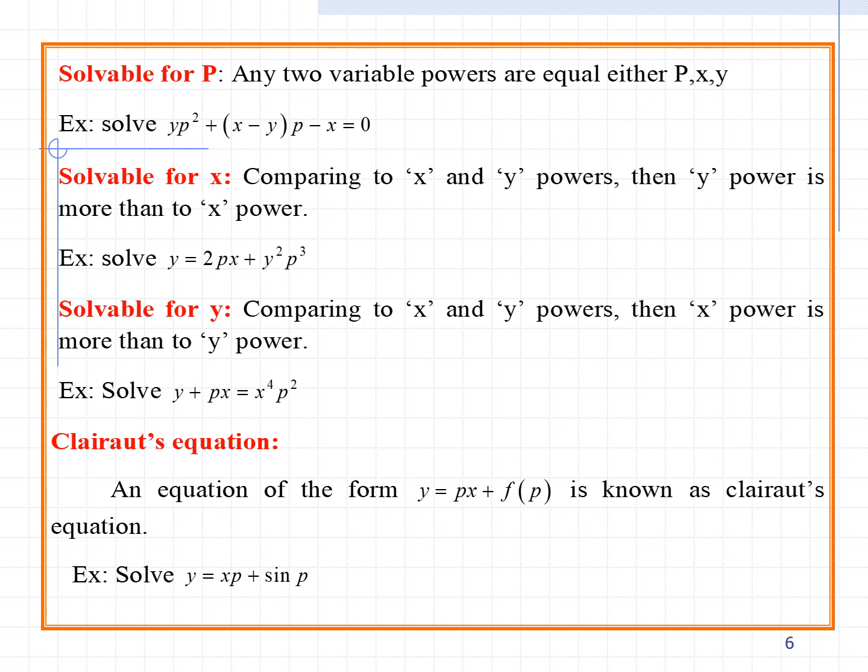At the same time, consider solvable for x. Comparing x and y powers, the y power is more than x. You can observe that the x power is less compared to y. In that case, this problem is solvable for x. Soluble for y is the same: comparing x and y powers, the x power is more than y. Most problems can be treated with this type of analysis. You can easily identify whether a problem is solvable for p, x or y.